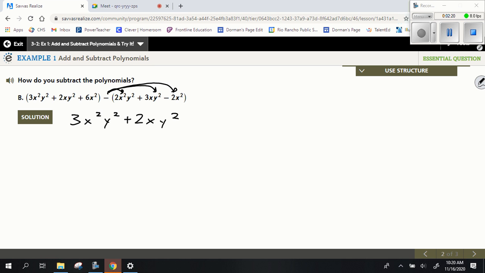And what that's going to do is change the sign of each of the terms. So now we'll have a negative 2x squared y squared, minus, it was positive, now it's a negative 3xy squared, plus 2x squared. So all that negative sign did was change the sign of everything inside my parentheses.